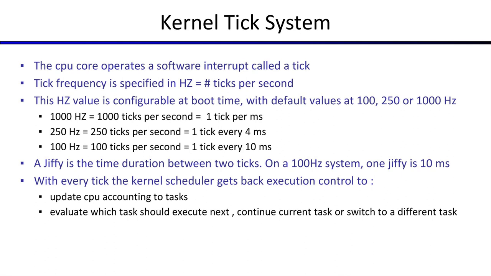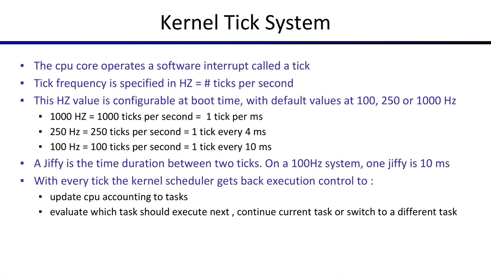There's another term called a jiffy. Now, a jiffy is the time duration between two ticks. So on a 100 hertz system, one jiffy will be 10 milliseconds, and on a 1,000 hertz system, one jiffy is 1 millisecond. So with every tick, the kernel scheduler gets back execution control.